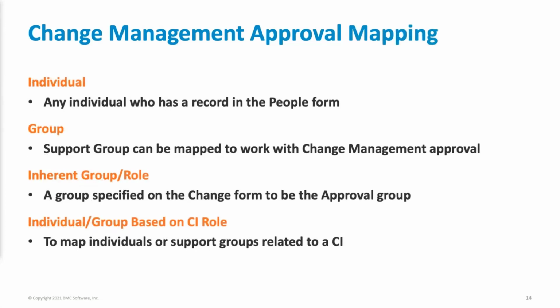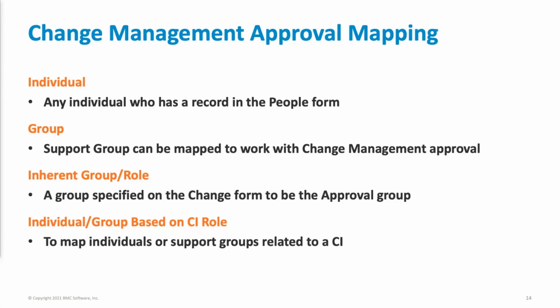There are different types of approval mapping in the change management module. For example, individual approval mapping. This type is used to map an individual approver. One can select any individual who has a record in the People form. It is not necessary to select a person with the infrastructure change approver functional role.